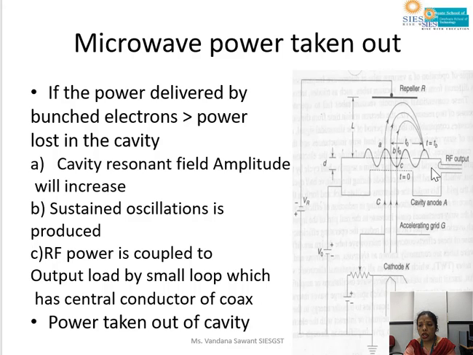Maximum power is caught, and once this power increases beyond the losses occurring inside the cavity, sustained oscillations of the microwave signals are generated inside the cavity. These sustained oscillations are taken out by using RF probes or RF output systems. Here the small loop is used, which has a central conductor of coax, and it is connected to the other devices. Thank you.